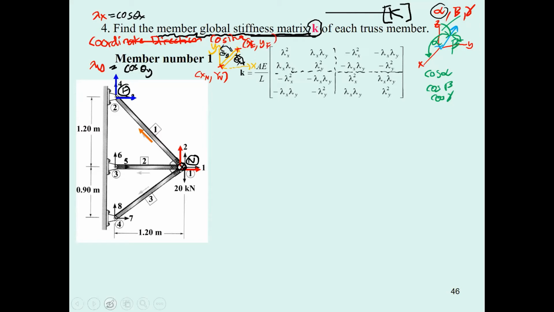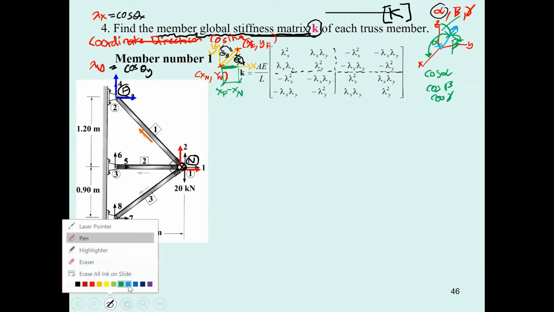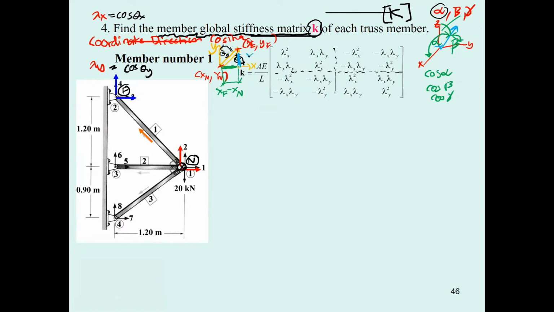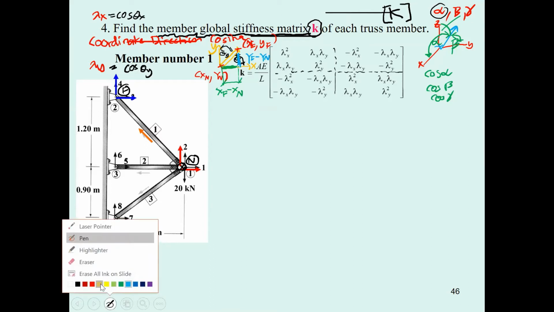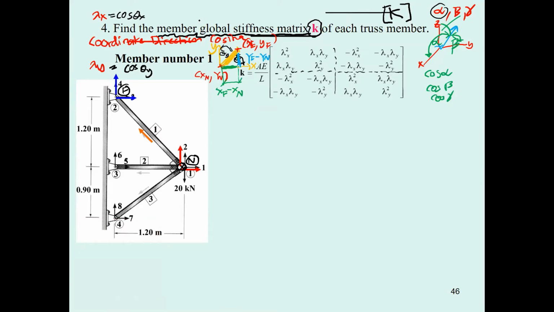By putting in these coordinates, you can determine this length. This length is the distance x sub f minus x sub n. Say this is 0, 0 and this is 3, 3, so it's 3 minus 0, that is 3 meters. And also you have this for y sub f minus y sub n. Then the length of this member can be determined: L equals the square root of x sub f minus x sub n squared plus y sub f minus y sub n squared. That is the length of this member.